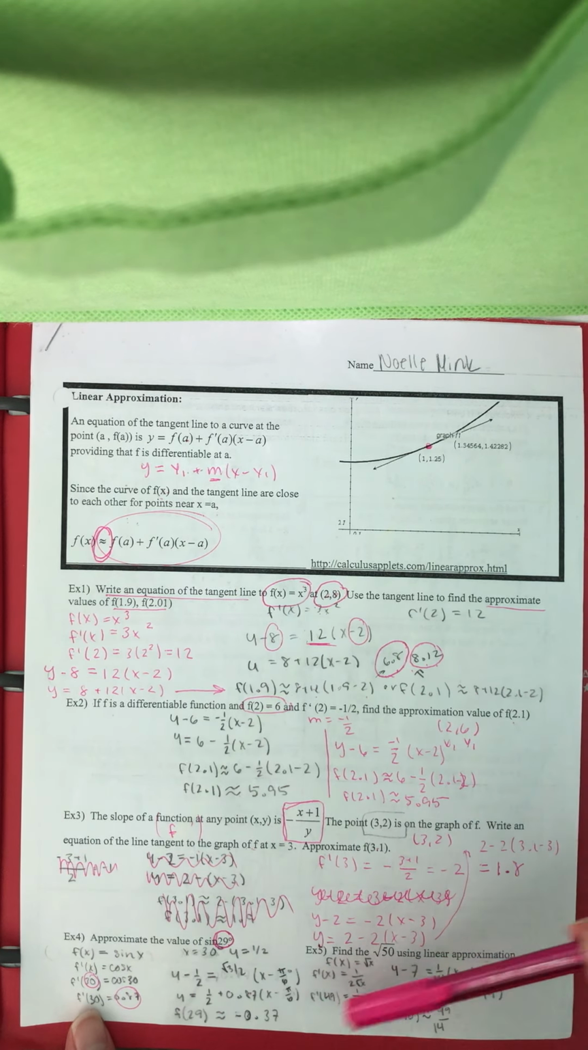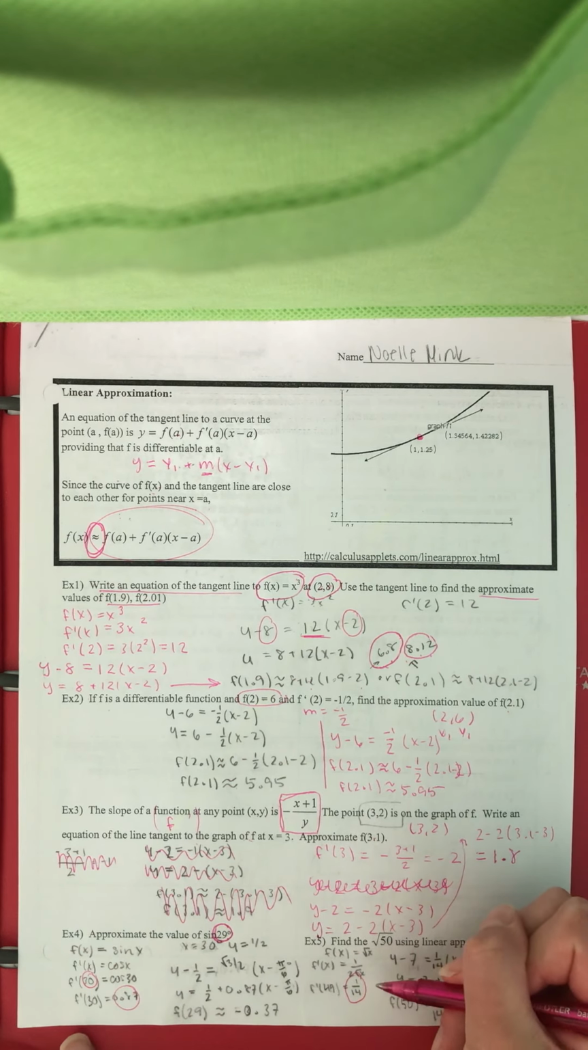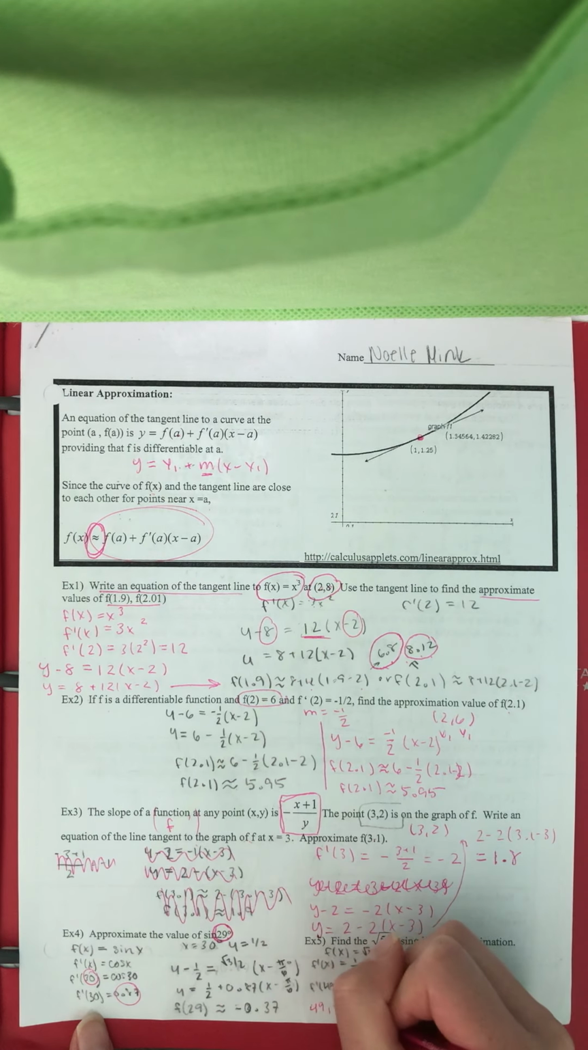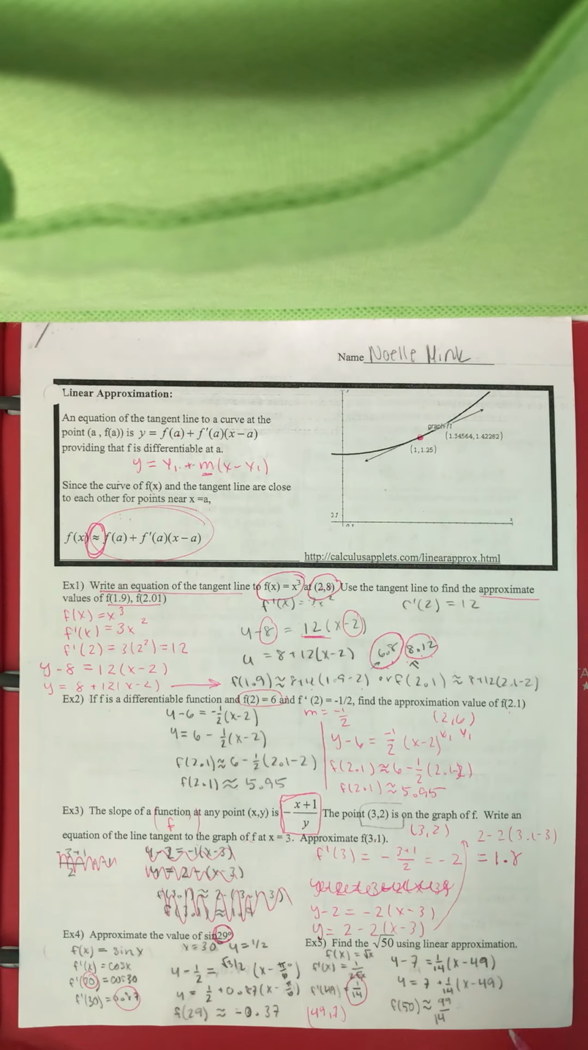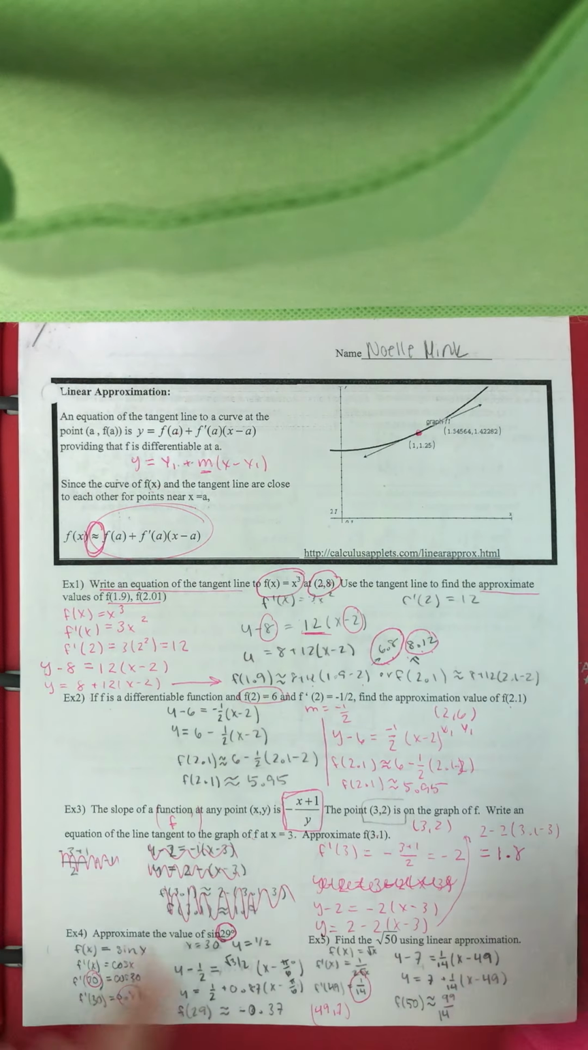Moving on, you have your slope now at your point, which is 49. Your original point would be 49 and 7 if you plug 49 into root x. Therefore, y equals 7 plus 1 over 14 times the quantity of x minus 49. And if you're approximating for 50, f of 50 is equal to 7 plus 1 over 14 times 50 minus 49, or 1. So 7 plus 1 over 14 is 99 over 14.